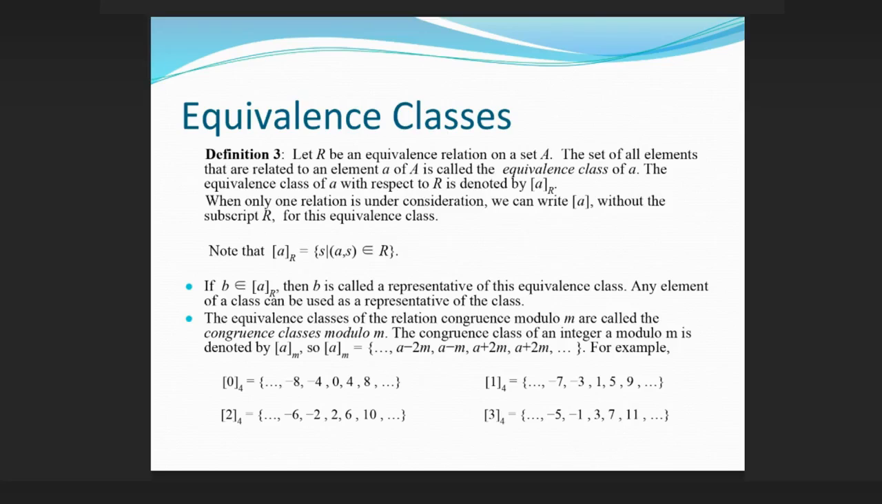The equivalence classes of the relation congruence modulo m are called the congruence classes modulo m. The congruence class of an integer a modulo m is denoted by [a]_m. So [a]_m = {..., a − 2m, a − m, a, a + m, a + 2m, ...}. For example, [0]_4 = {..., −8, −4, 0, 4, 8, ...}, [1]_4 = {..., −7, −3, 1, 5, 9, ...}, [2]_4 = {..., −6, −2, 2, 6, 10, ...}, [3]_4 = {..., −5, −1, 3, 7, 11, ...}.